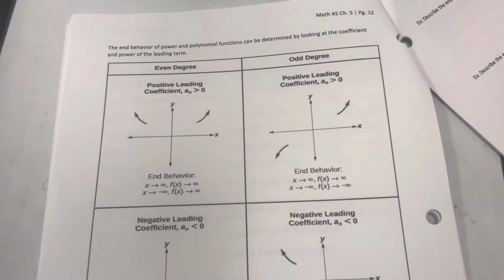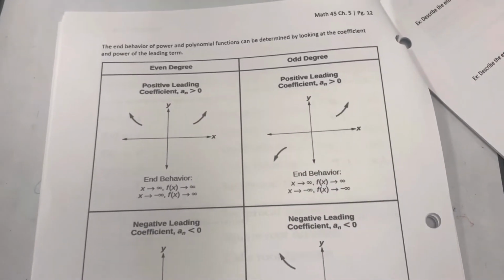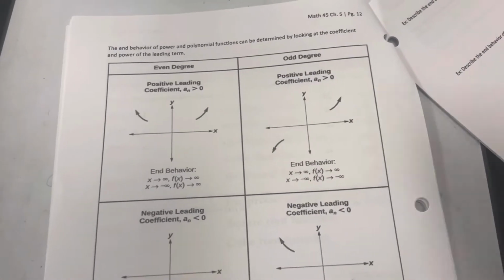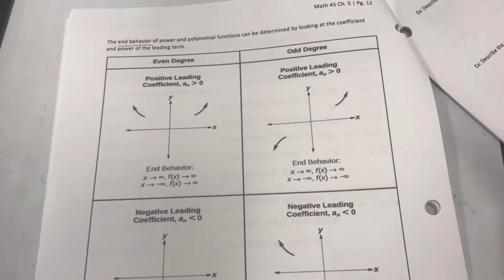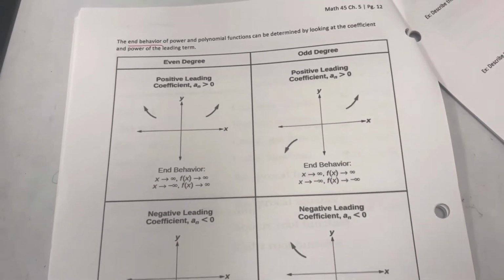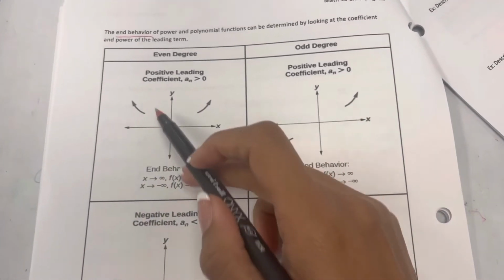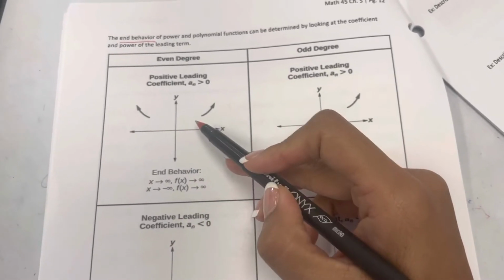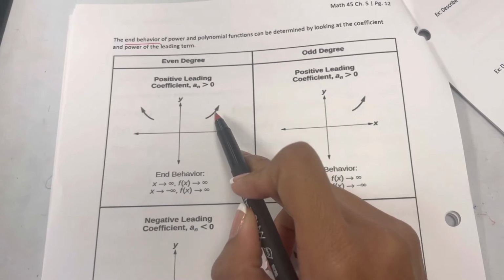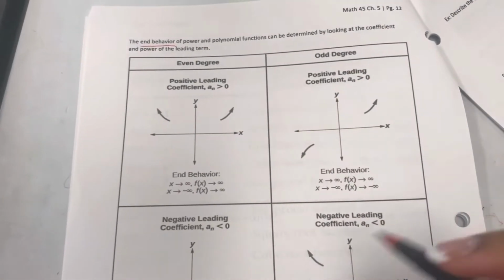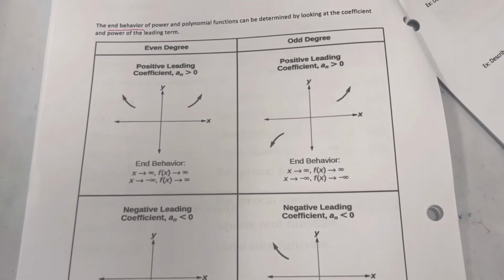All right, so in 5.2, the main idea of 5.2 is to find out what the end behavior of a function looks like. The end behavior meaning the first part and then the last part. So the middle part, we don't know, but we want to find out what the first and the last part of the graph looks like.